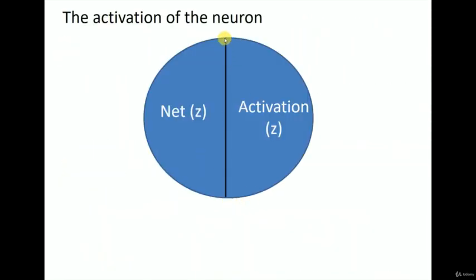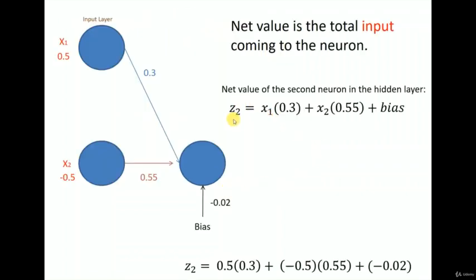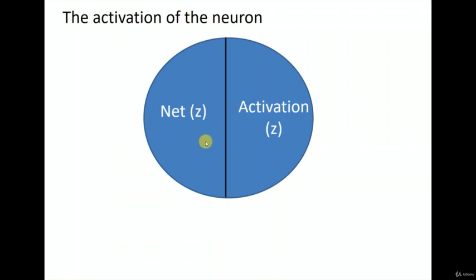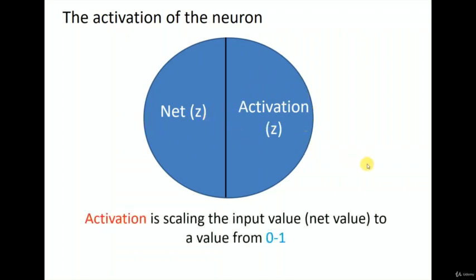Okay, so this neuron is divided into two parts. The first part is the net input value that it receives, which is Z here, Z2 for the second one and Z1 for the first one. So this is the first part of the neuron, which is Z, and the second part is the activation of Z. In this particular lecture, we're going to work with the sigmoid activation function, which scales the net input value to a range from 0 to 1.